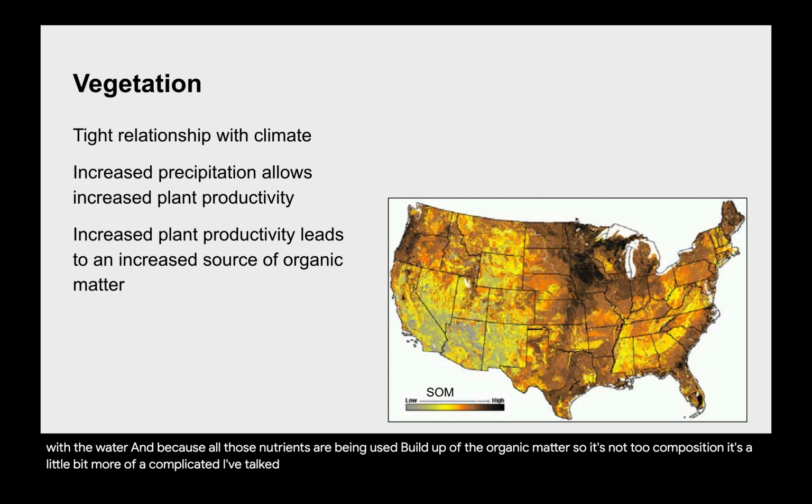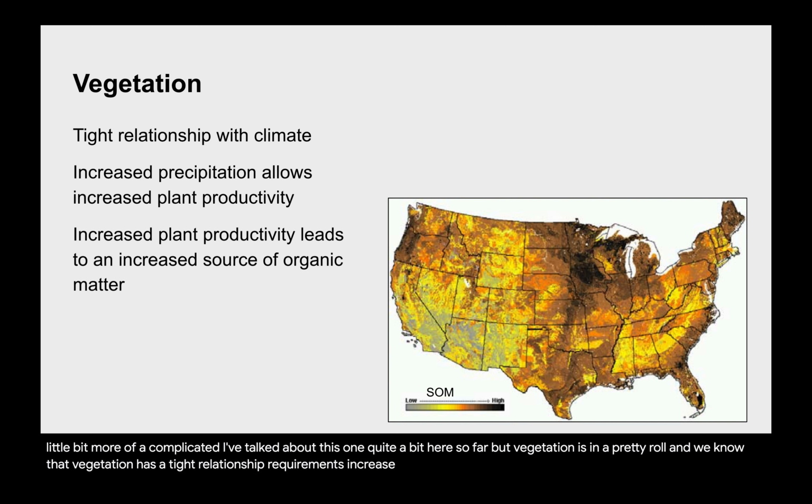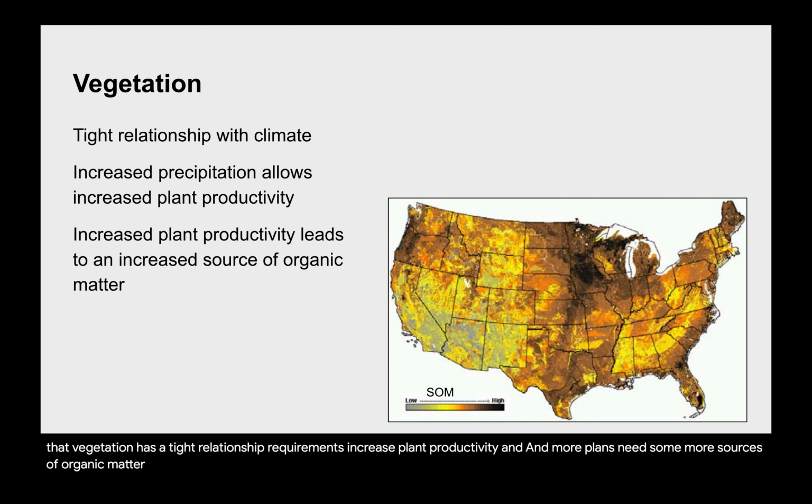I've talked about this one quite a bit so far, but vegetation is going to play a role. And we know that vegetation has a tight relationship with climate. With increased precipitation, we're going to have increased plant productivity. And when I say productivity, I mean the amount of plant growth that is growing. And more plants leads to more sources of organic matter.